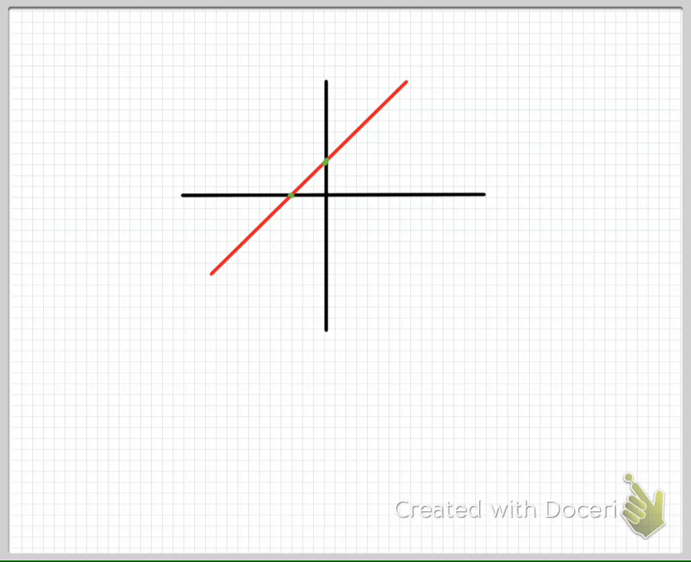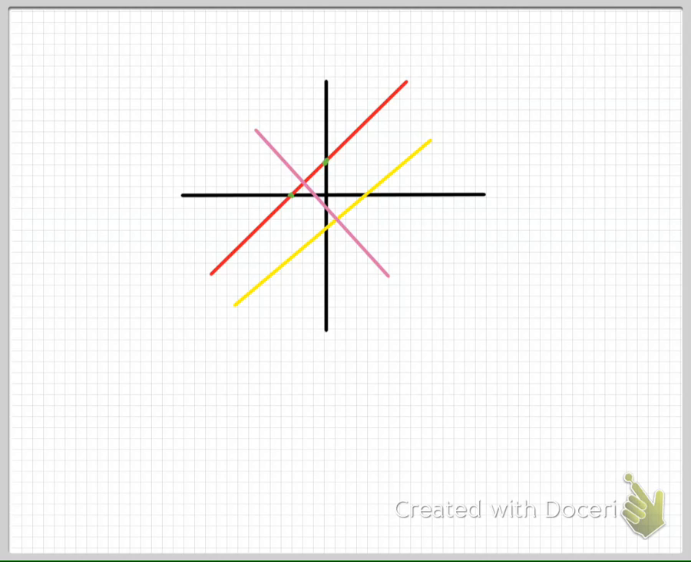Okay. Now, let's look at another line for a second. All right, so there's another line, and then let's look at one more. All right, now all of these lines have x and y intercepts, right? Yes. Now, one thing we're going to have to learn is how to find an x and a y intercept by looking at an equation.